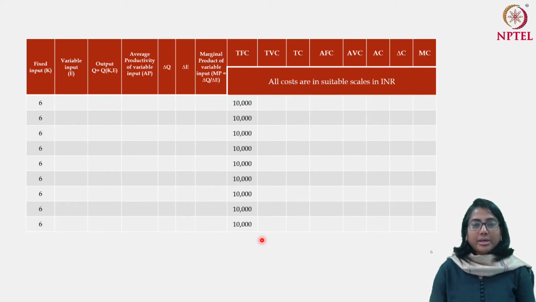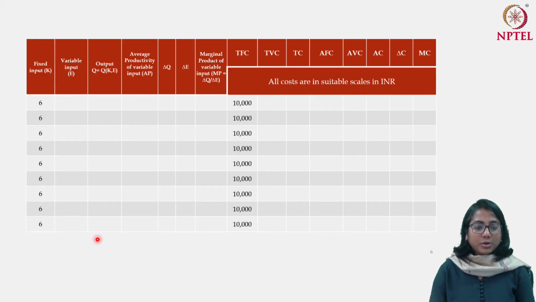Let us have a quick numerical understanding of what all these concepts mean. These are some imaginary numbers, measured in some suitable units. I have come up with these numbers just to give an idea. This is not from any real example, but just an illustration.